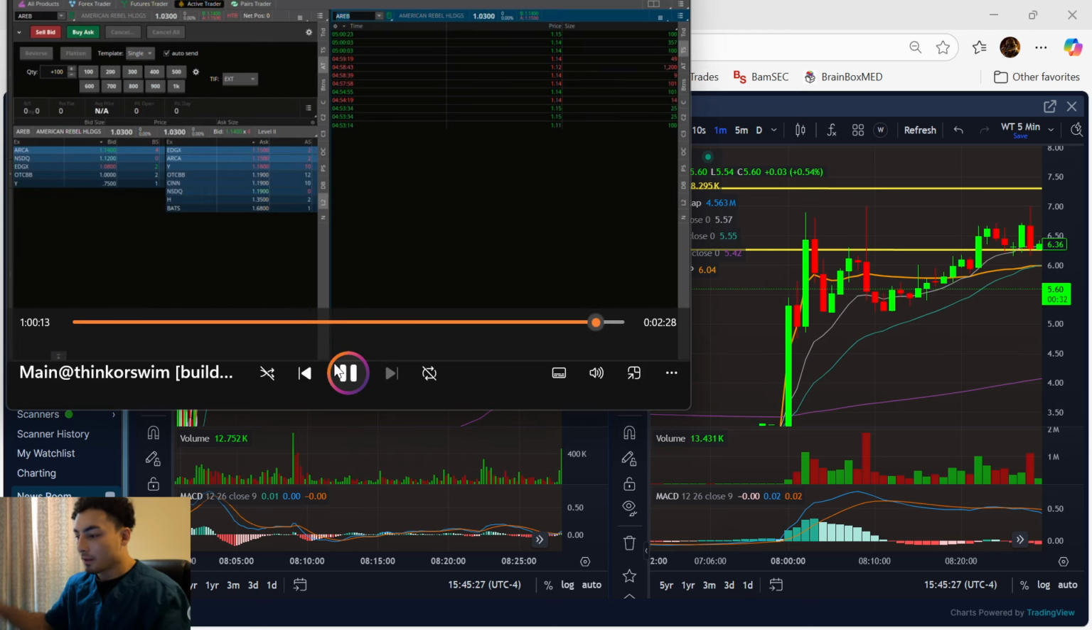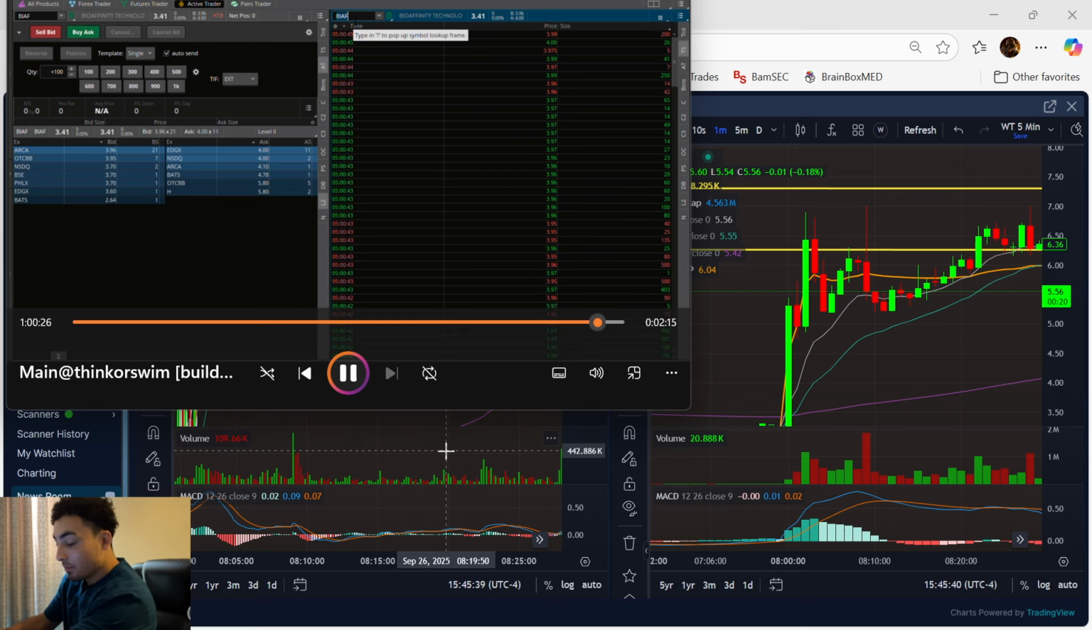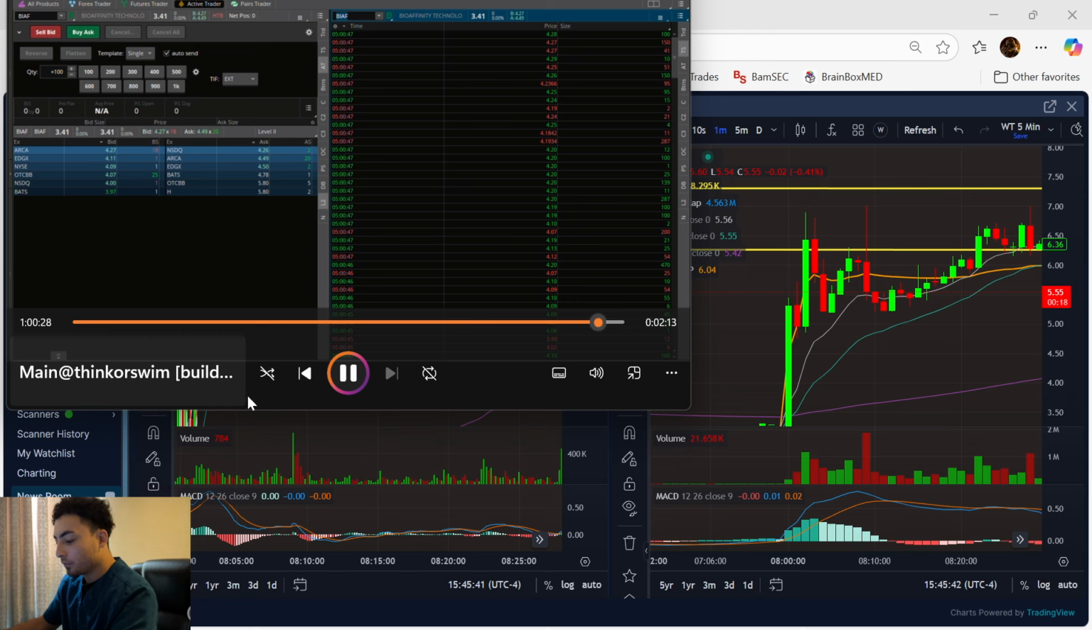I have my window like this because at some point I do end up uncovering my Charles Schwab number, so it's going to be shown on the other screen, but you won't see that here. I'm just doing that for privacy. So I see BIF come up on the scanner.